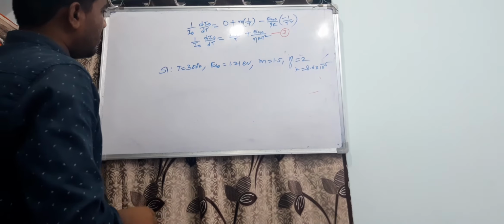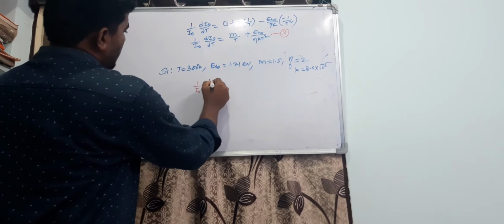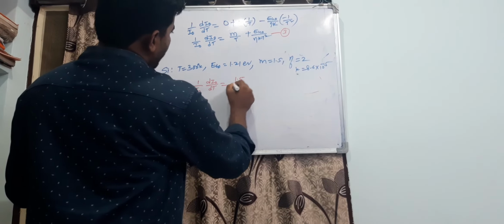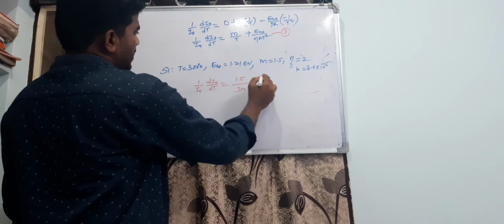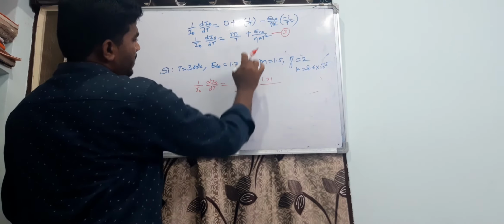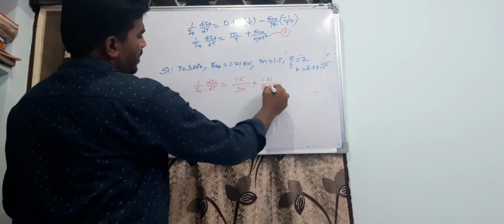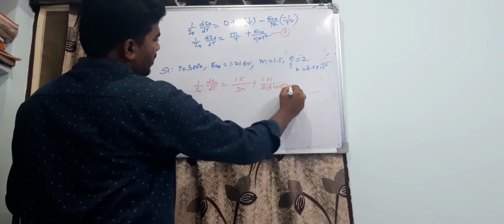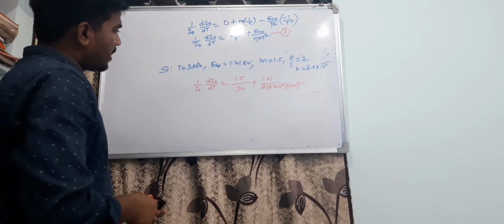Now substitute all these values in the above equation. You will get 1 by I0 into dI0 by dT is equal to 1.5 divided by 300 degree Kelvin. What is the value of Eg0 here? This value will be 1.21. What is the value of beta here? This value will be 2. And what is the value of K here? 8.6 into 10 to the power of minus 5. And what is the value of T here? 300 degree Kelvin.